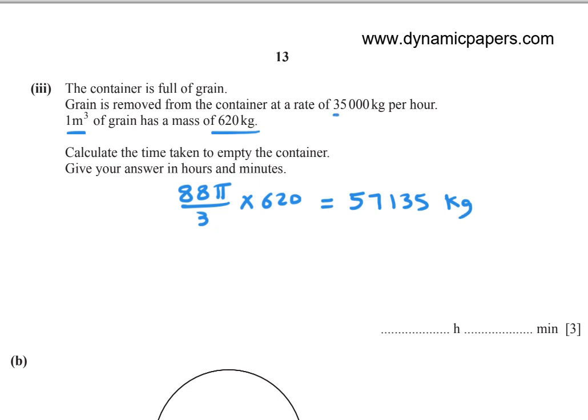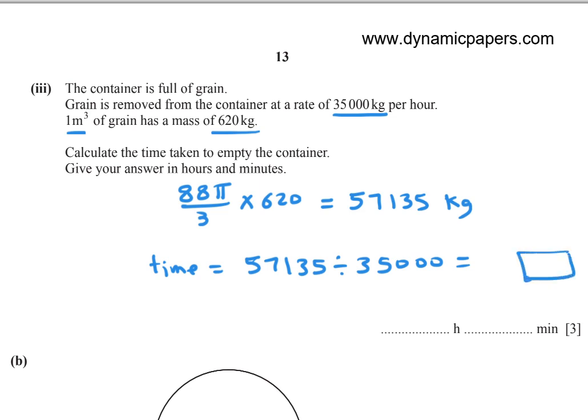Now the rate is 35,000, so to find the time, divide the total mass 57,135 by the rate, which is 35,000. Now when you divide, you get the answer in hours. To change into hours and minutes, use this button in your calculator. So we have 1 hour, 37 minutes and 56 seconds. So we can say that it is 1 hour, 38 minutes.